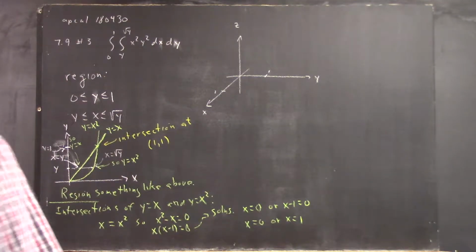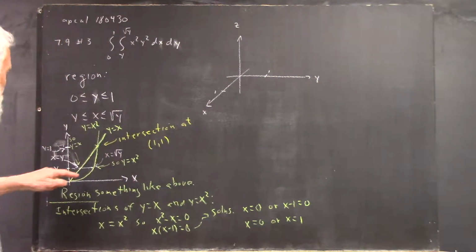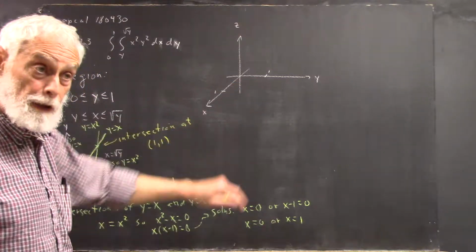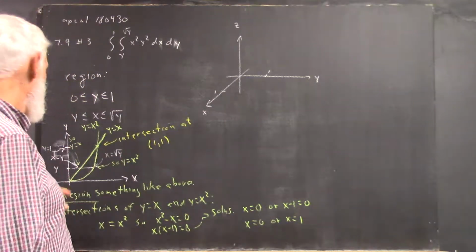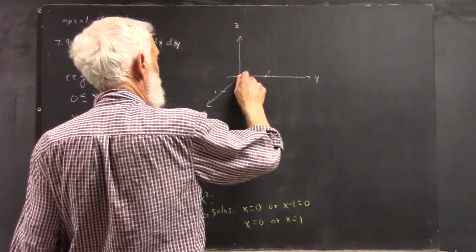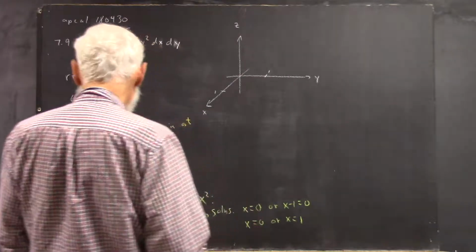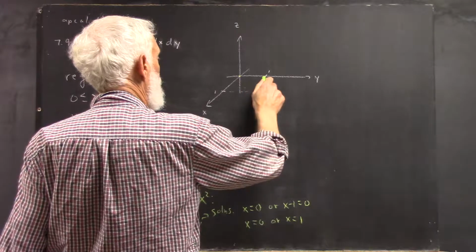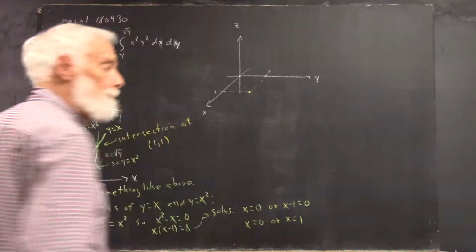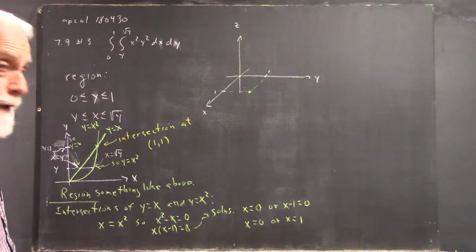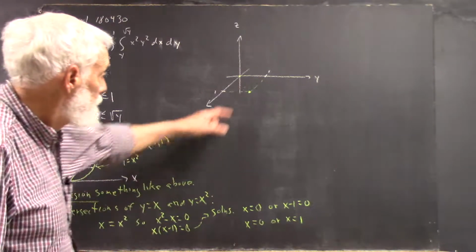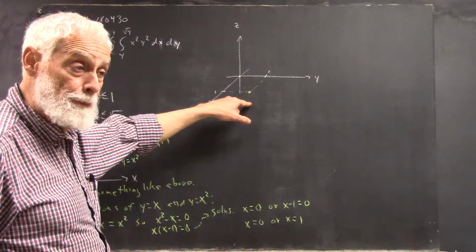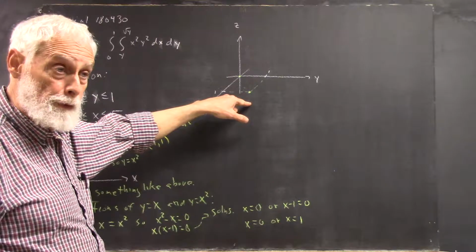Now, in 3 dimensions, these curves are going to be down in the xy plane, and they're going to intersect at the origin. I'll draw them in green just like I did here. They're going to intersect at the origin and at the point 1, 1. So I sketch those 2 points, and then I draw my curves.